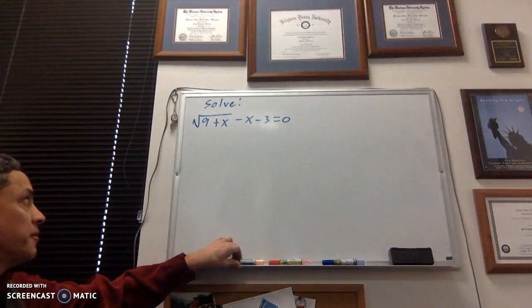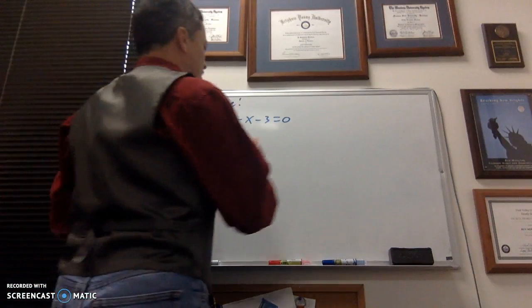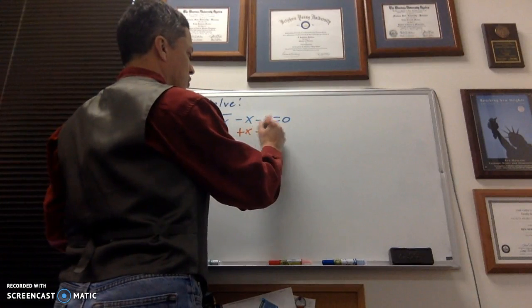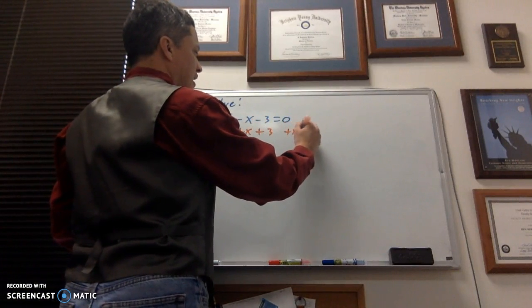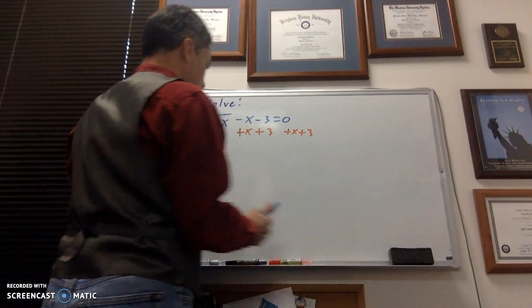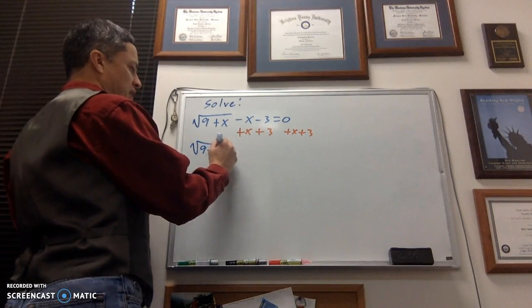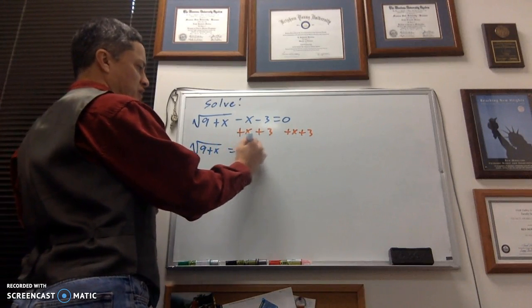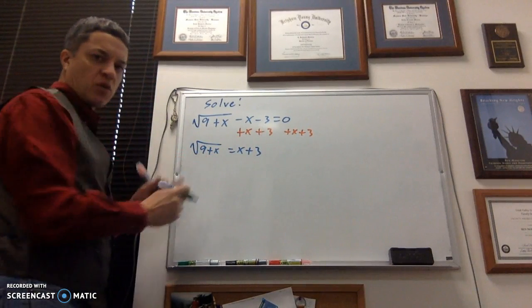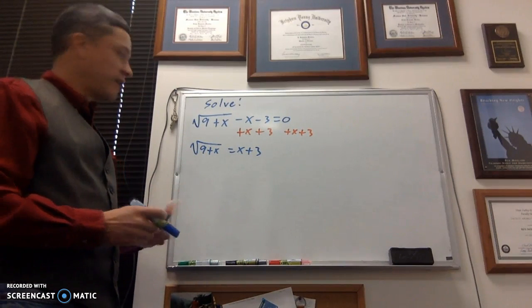So we're going to get everything that does not have a radical in it by itself on one side of the equal sign. So we're going to add x and add 3 to the other side so that we have just the radical on one side. 9 plus x square rooted equals x plus 3. See how I have the square root all by itself on one side? That's how you want to start these problems, all right?